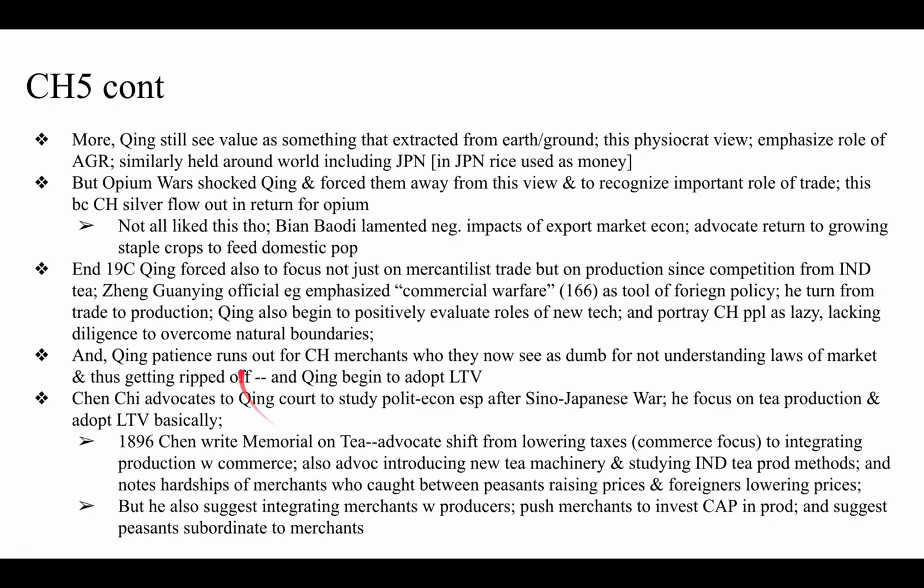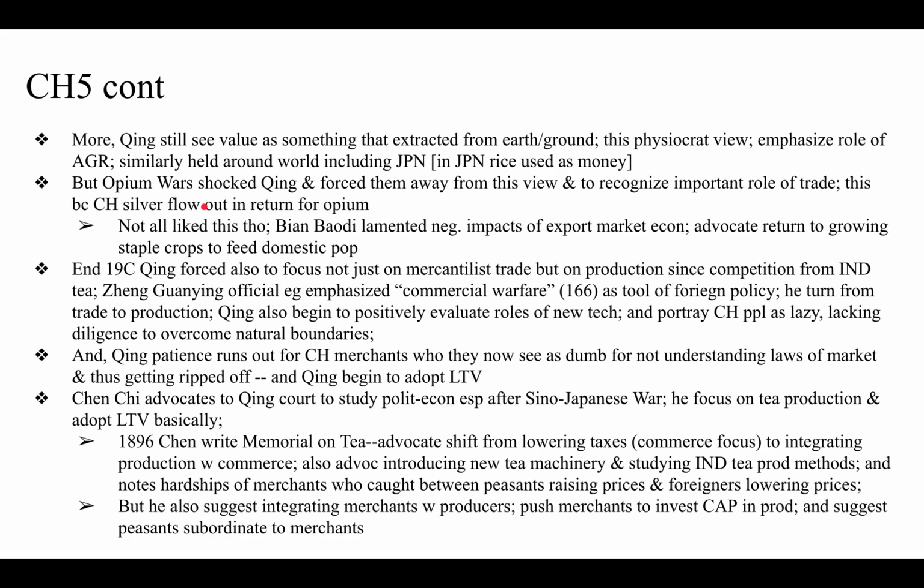So not only did the Qing government see profit as emerging from trade and the circulation of goods, but it also saw value as something that was extracted from the earth and the ground. And this was the physiocrat view that was popular not just in China, but elsewhere as well. They emphasized the role of agriculture in this process. And this was common to other places like Japan, as we've seen, which highly valued rice, even to the point that it was basically used like money, and it was used to pay taxes in.